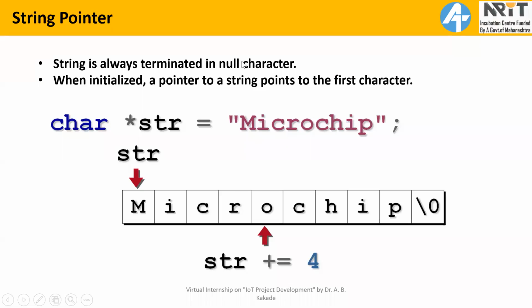So a string is always terminated with a null character. So an example of a string is shown here. How to create the string? To create the string, you enclose your characters in double quotes. So here under double quotes you will see microchip.